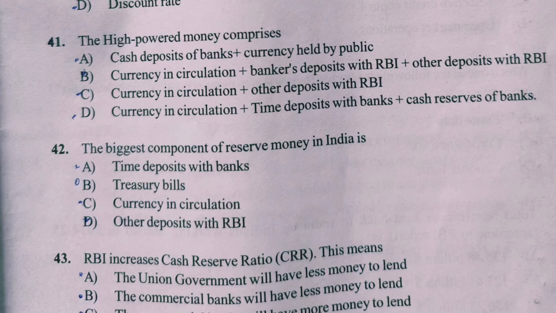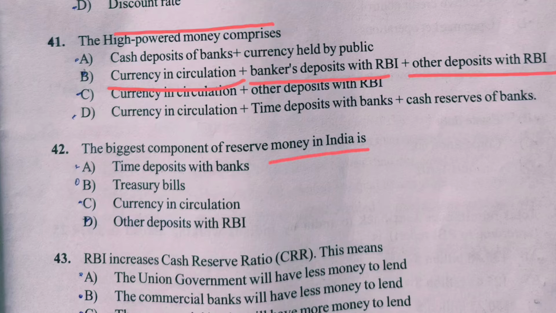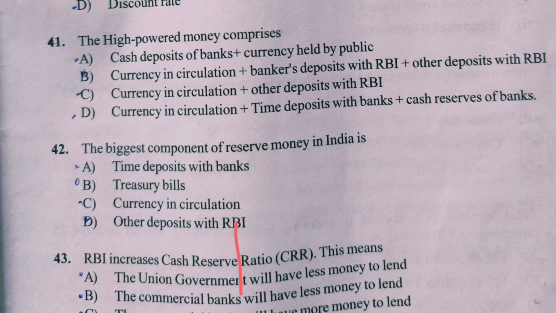Then we have question 41. High powered money comprises of currency in circulation, bankers' deposits with RBI, and other deposits with RBI. We also call this the monetary base. Then we have, the biggest component of reserve money in India is currency in circulation. Reserve money is also known as high powered money. So it is equal to currency plus cash reserves of commercial banks held with RBI. So the biggest component is currency in circulation.